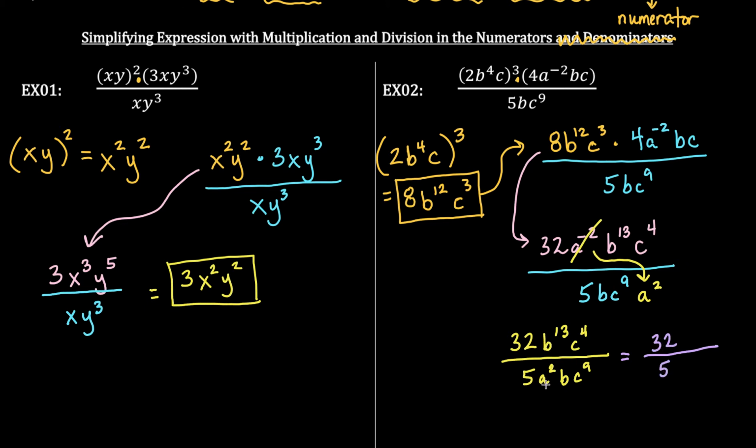We have a's down here. We have 2. We have none up here, so they just stay. We have 13 b's up here, 1 b down here, so we have 12 left over. And c to the 4, we have 4 of them, so c can go on the bottom to the 5th. All right, this is my answer. So, awesome. Next one. So let's go down here.